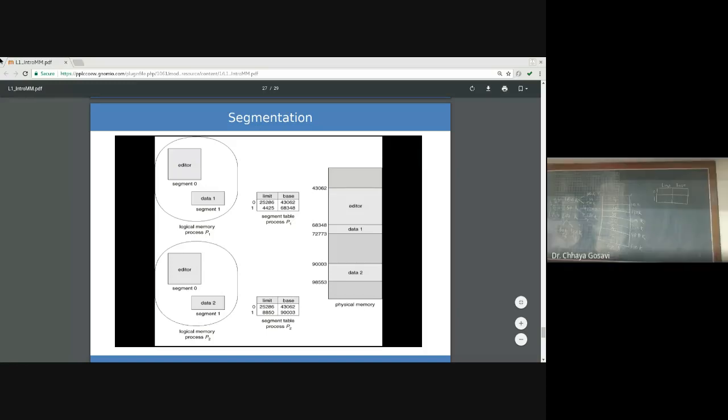How are we dividing memory in case of paging? Into equally sized blocks, which are called frames, and each process is divided into equally sized pages. The size of a page should match a frame. So we are putting pages in frames. But in case of segmentation, processes are not divided equally; they are divided depending upon the size. They are divided logically. So the size of a segment can be different.